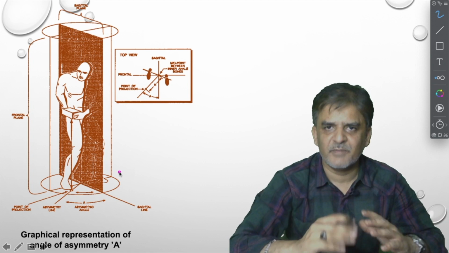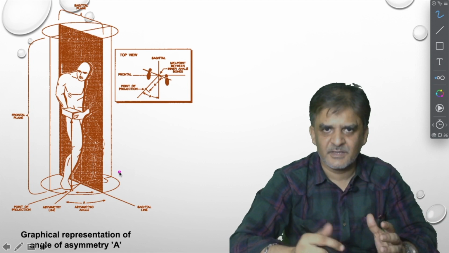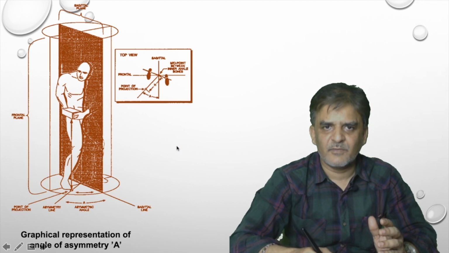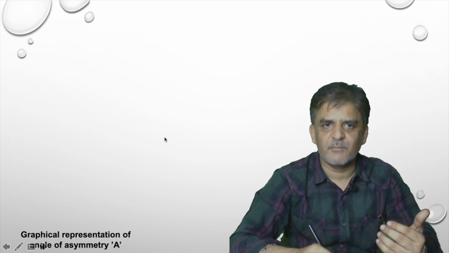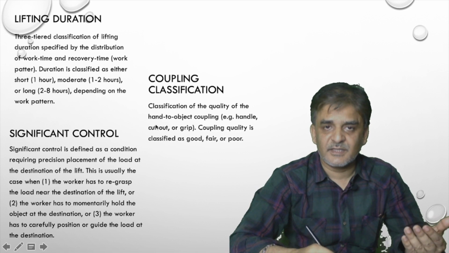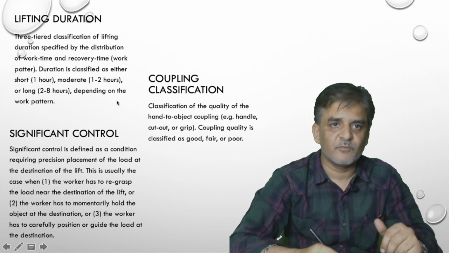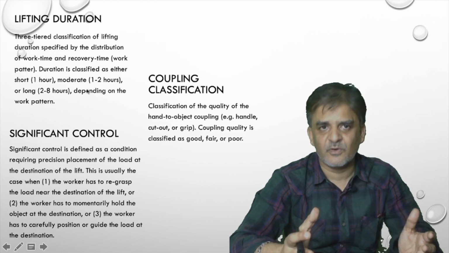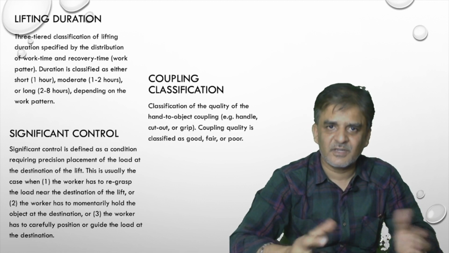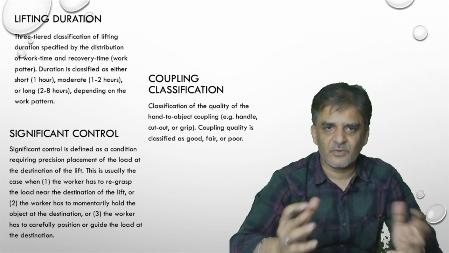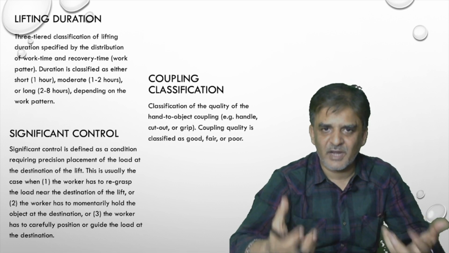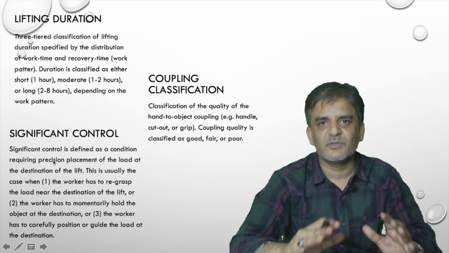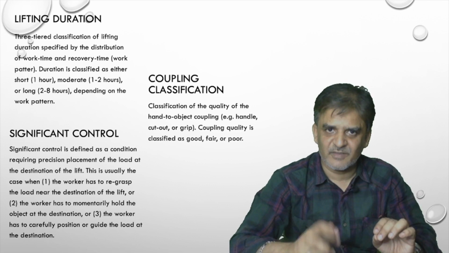So when we have measured these variables, we can go for picking up the values of the respective multipliers. There are certain things which are important. One is lifting duration, whether it is a job for less than 8 hours or not. Coupling is proper, good grips or good gripping or handles are there, significant control on the floor. So these things we have to ensure before applying the NIOSH Lifting Equation.